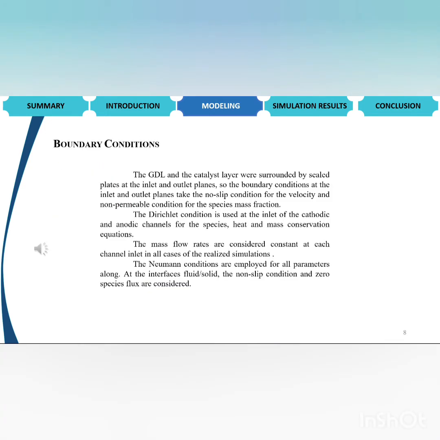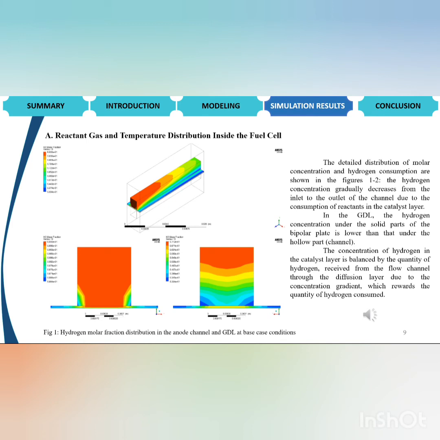The boundary conditions: the GDL and the catalyst layer are surrounded by slab-sided plates and the inlet and outlet planes. The boundary conditions at the inlets and outlets impose the no-slip condition for the velocity and the no-permeable condition for the species mass fraction. The Dirichlet condition is used at the inlet of the cathodic and anodic channels for the species mass fraction and mass conservation equation. The mass flow rates are considered constant at each channel. The Neumann conditions are employed for all parameters at the fluid-solid interface, where the no-slip condition and zero species flow are considered.